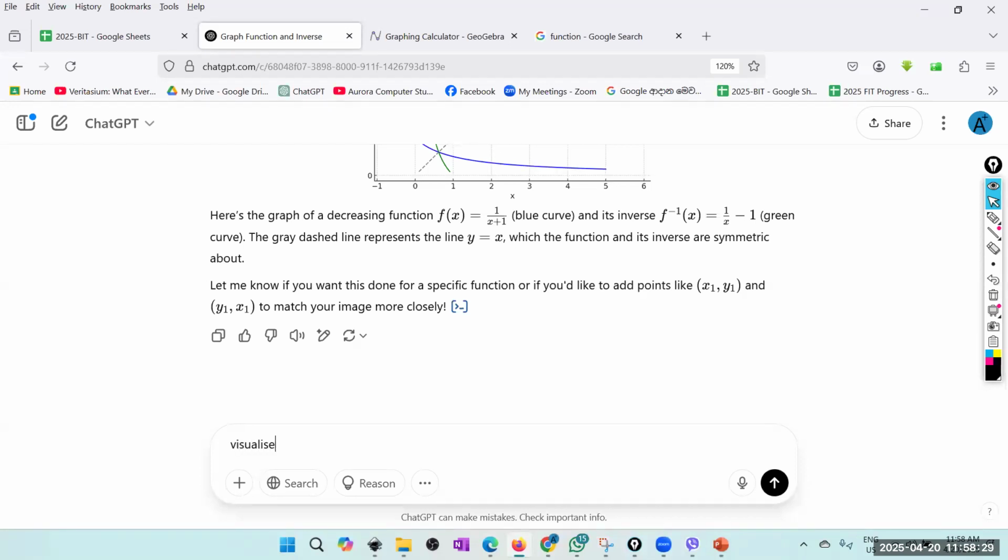Visualize composite function using function as a machine.